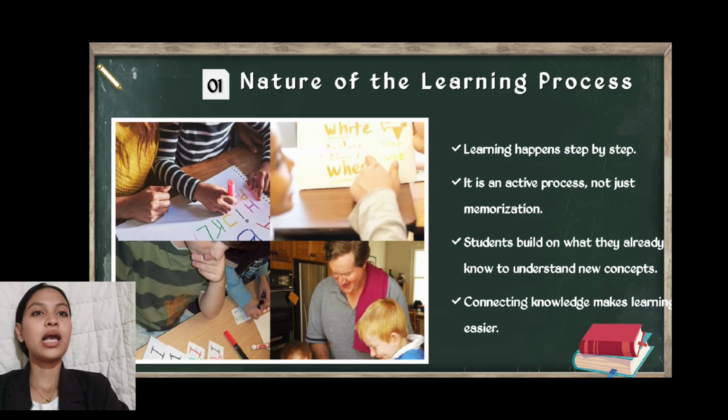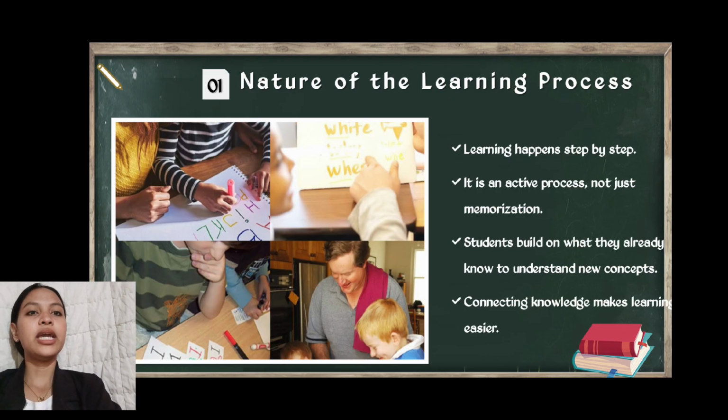For example, a child learning how to read does not start with full sentences. They first learn the letters, then words, and finally sentences. Similarly, a student learning how to cook does not immediately prepare a complicated dish. They first learn how to measure ingredients, then chop vegetables, and later cook full meals. This shows that learning is a process that builds on itself. Each new lesson becomes easier when it is connected to something familiar.